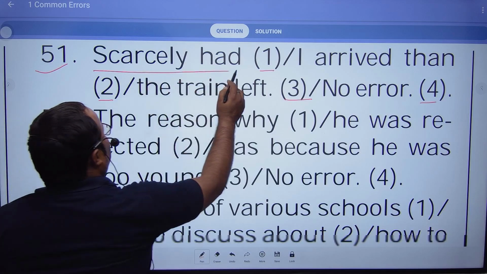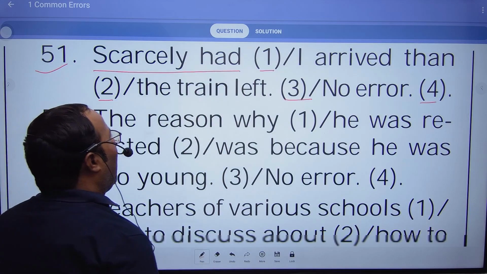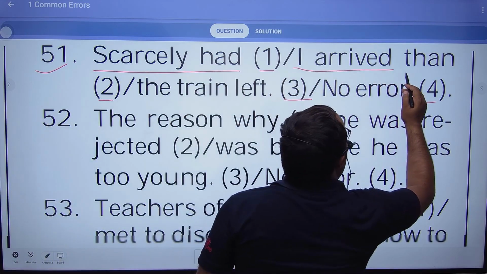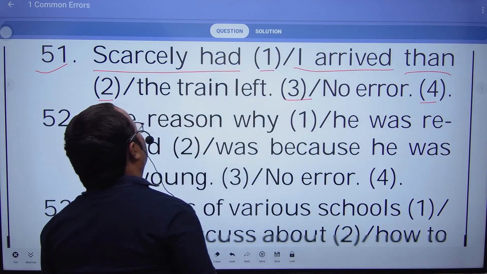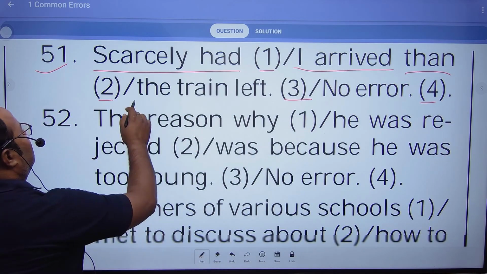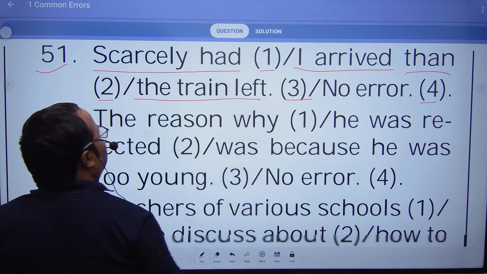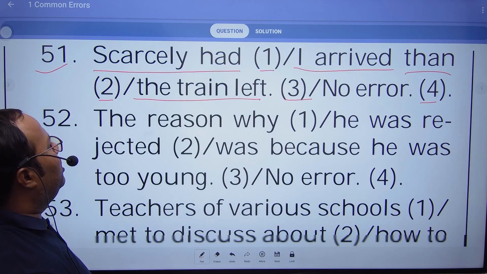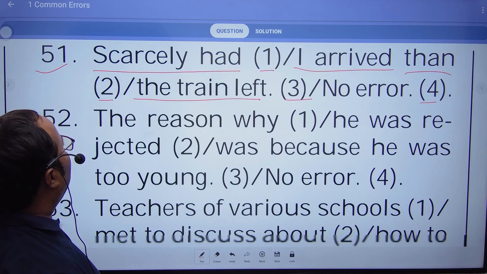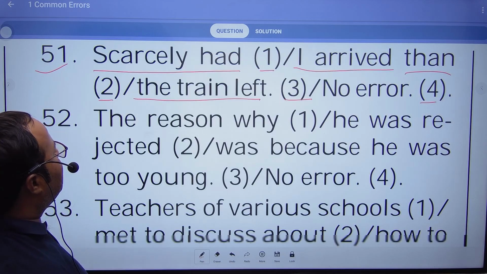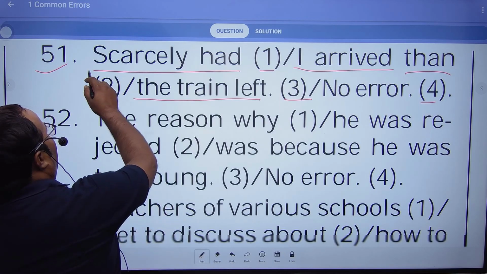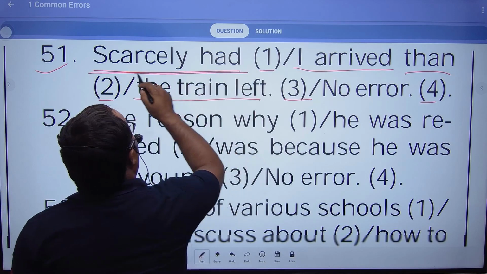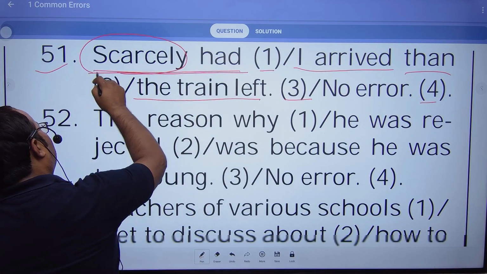Scarcely had, मुश्किल से. I arrived, मैं पहुंचा ही था. Then the train left, जब ट्रेन छूटी थी, उससे पहले की ट्रेन छूट चुकी थी. So here the mistake is that scarcely had with that, scarcely hardly.